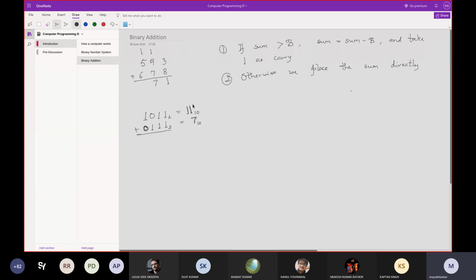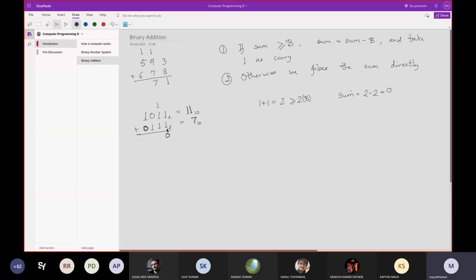Okay, now 1 plus 1, that is 2. Now focus on this thing. If this would be in decimal, we would blindly place 2 here, but 2 is greater than or equal to the base. The digit 2 is not available in binary system, because this is greater than or equal to 2 and this 2 is the base. So the sum that we will put is 2 minus 2, that is 0, and 1 will come as the carry.